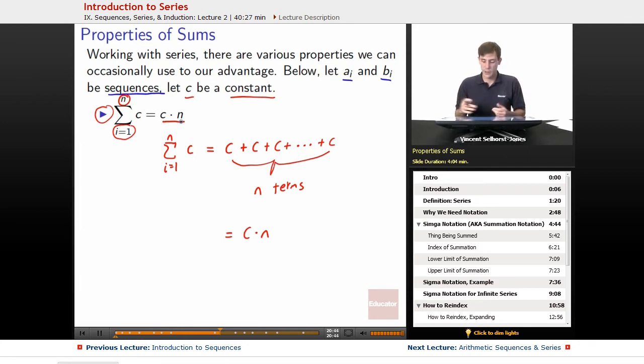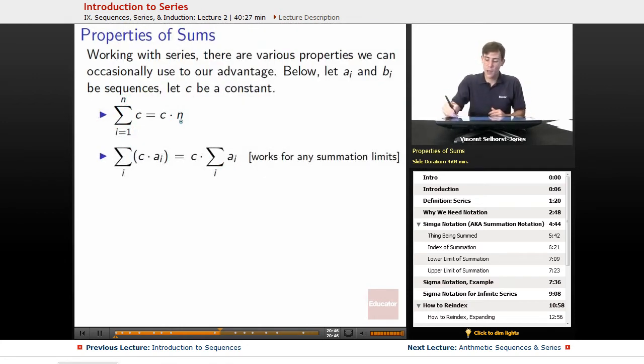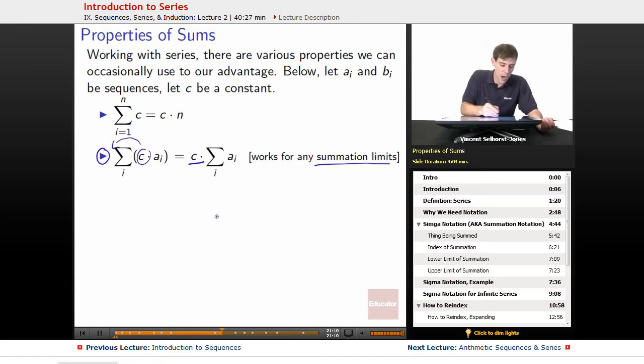So if it's just a constant being added through a series, we can just multiply it by the number of terms in that series. Next up, we've got the summation of some summation, and this will work for any summation limit. The only thing we have to care about is the index. You can start with any lower limit, any upper limit, including an infinite sum. It's still going to work out the same. So c times a_i, we can pull out the constant and bring it out to the front, and it's c times the summation of a_i. So why is this the case?